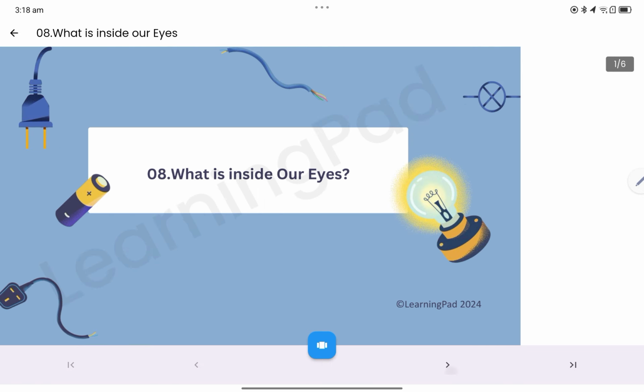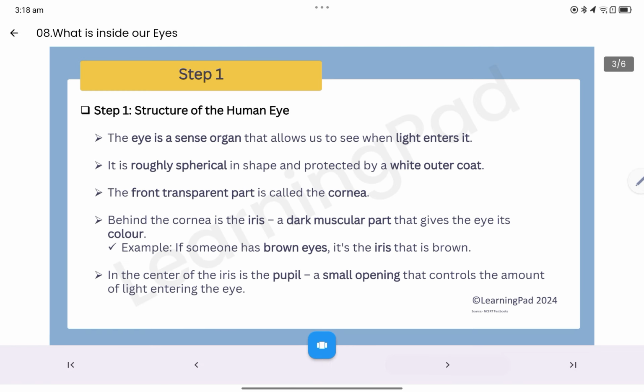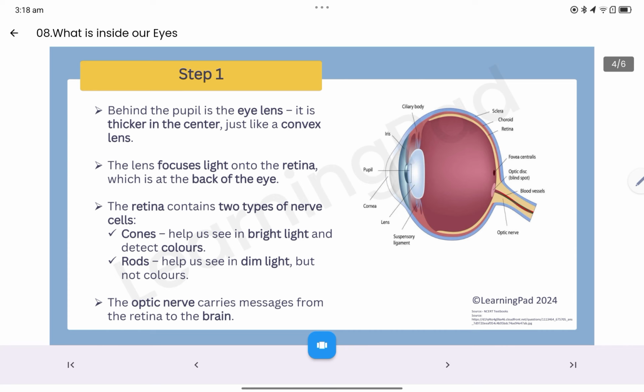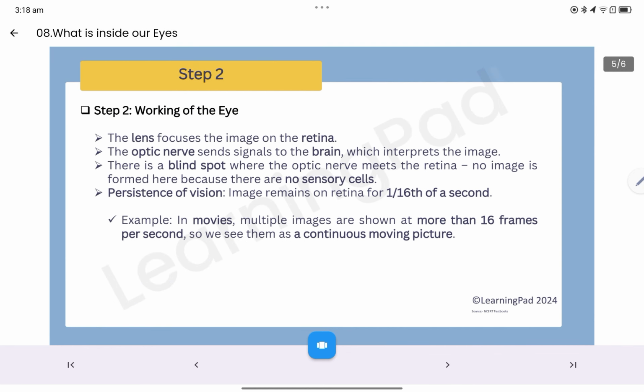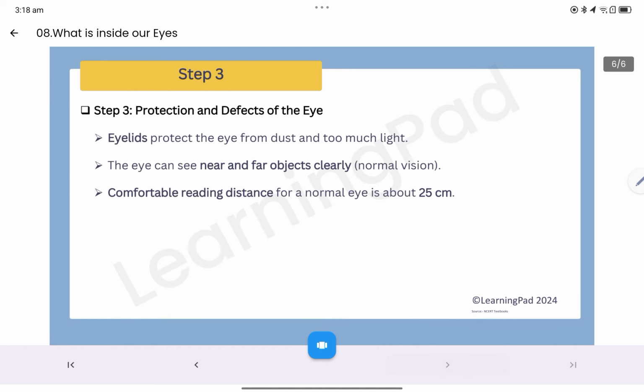So before we begin, let us have a glance at what we are going to discuss in today's class. We are going to begin with the structure of the human eye and the parts involved, that is cornea, pupil, iris and also the retina, and the two types of nerve cells present in the retina, and also the working of the eye, how the optic nerve sends signals to the brain and how we are able to interpret the image. We're also going to discuss the blind spot, and after that we are going to see the function of eyelids.